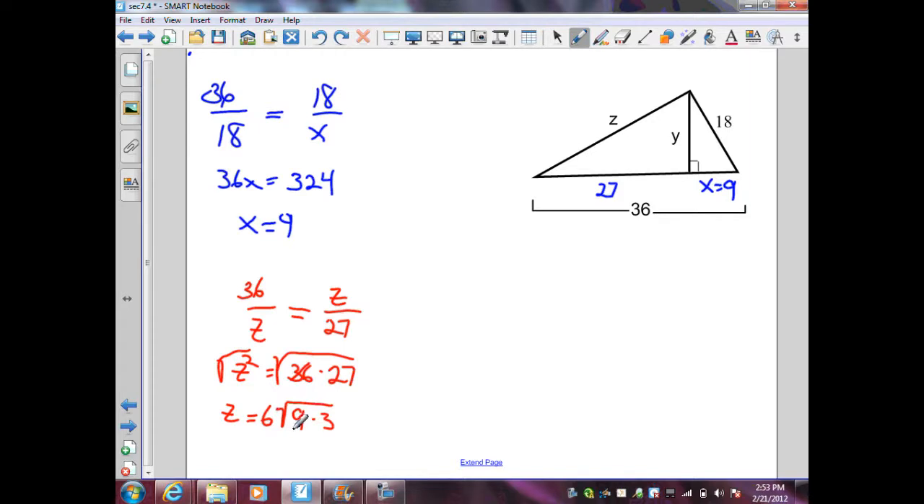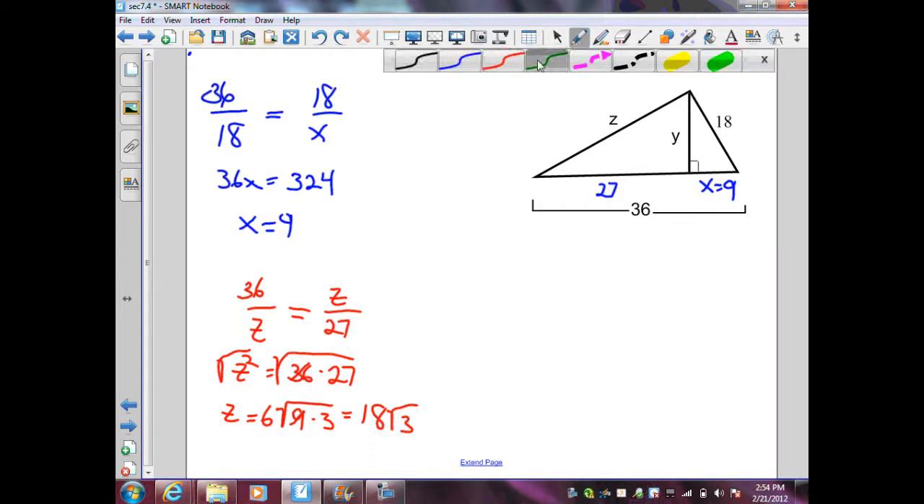Therefore, the square root of 9 is 3. That comes out. That gives me 3 times 6, which is 18. And what's left inside is just 3. Therefore, z is 18 square roots of 3. Now I can go find the value for y.